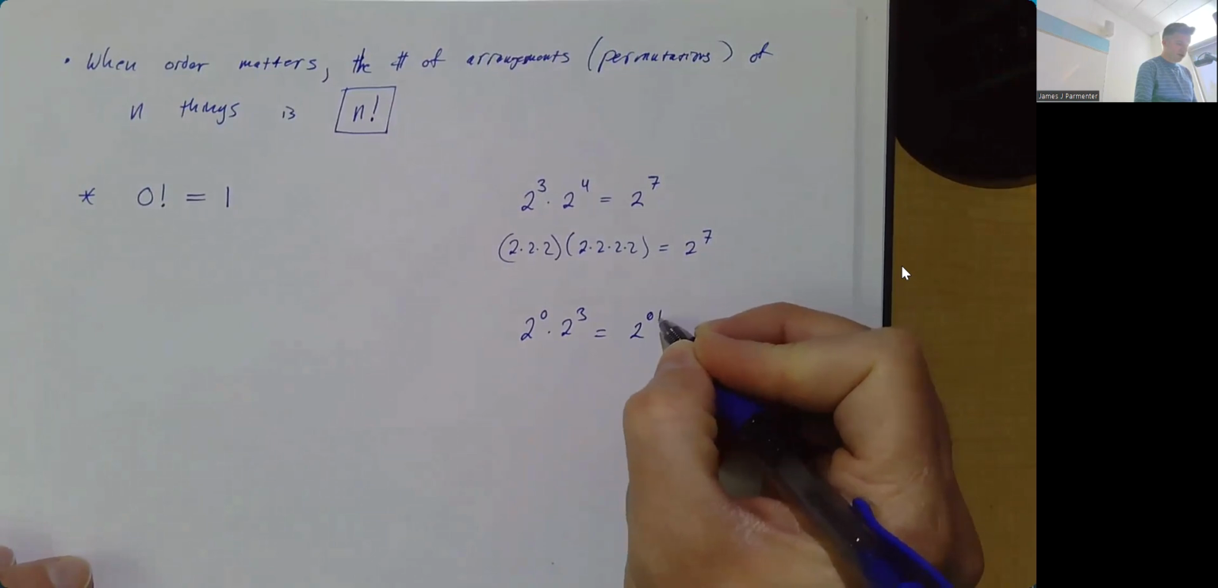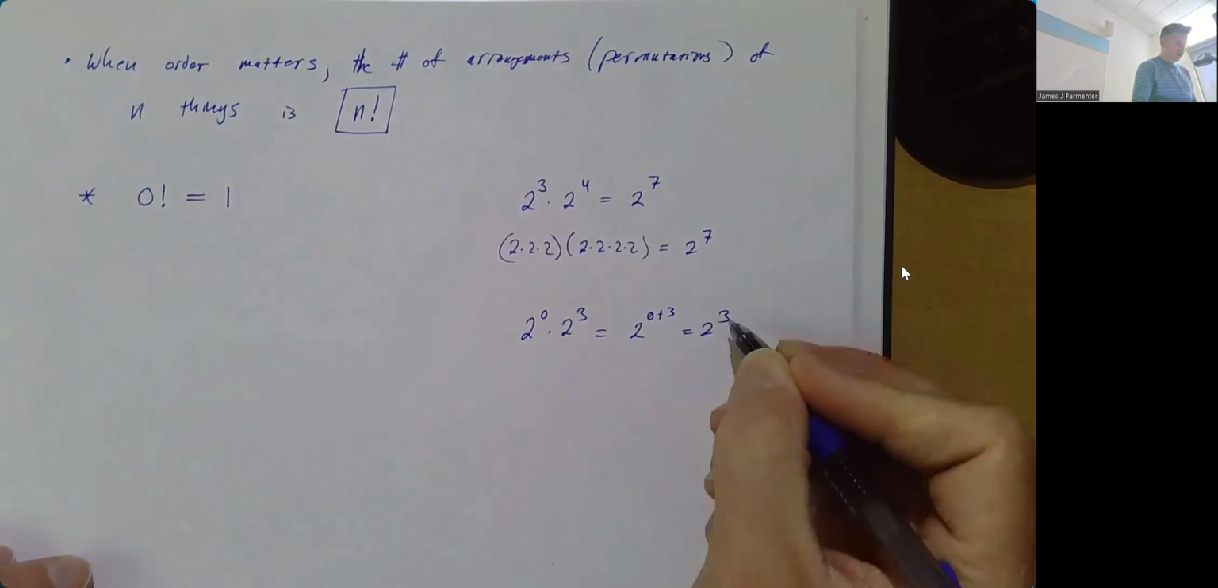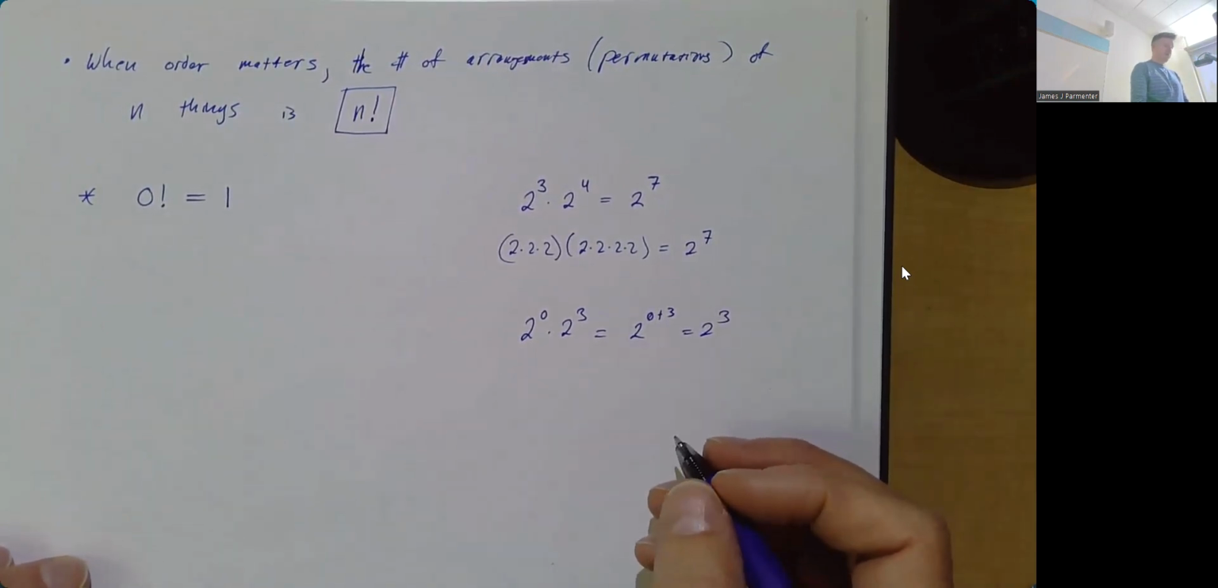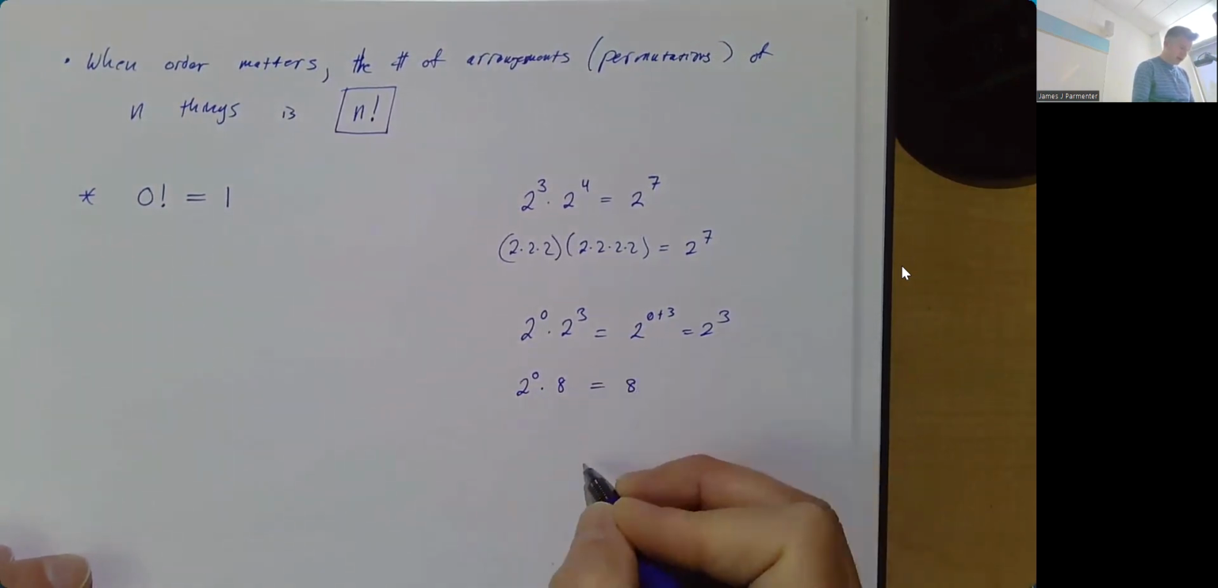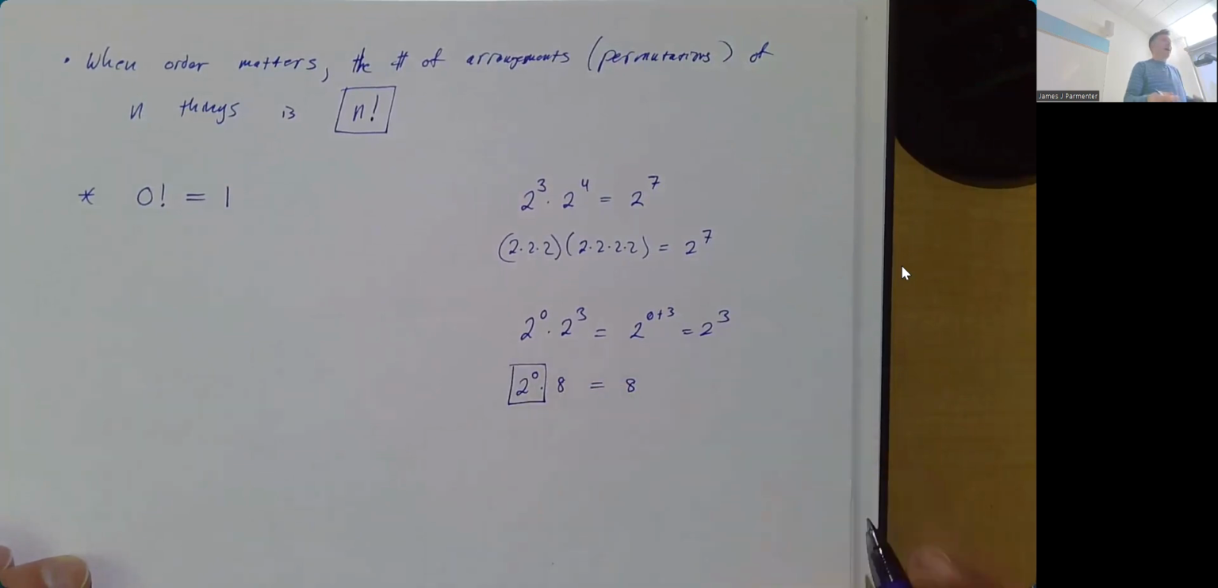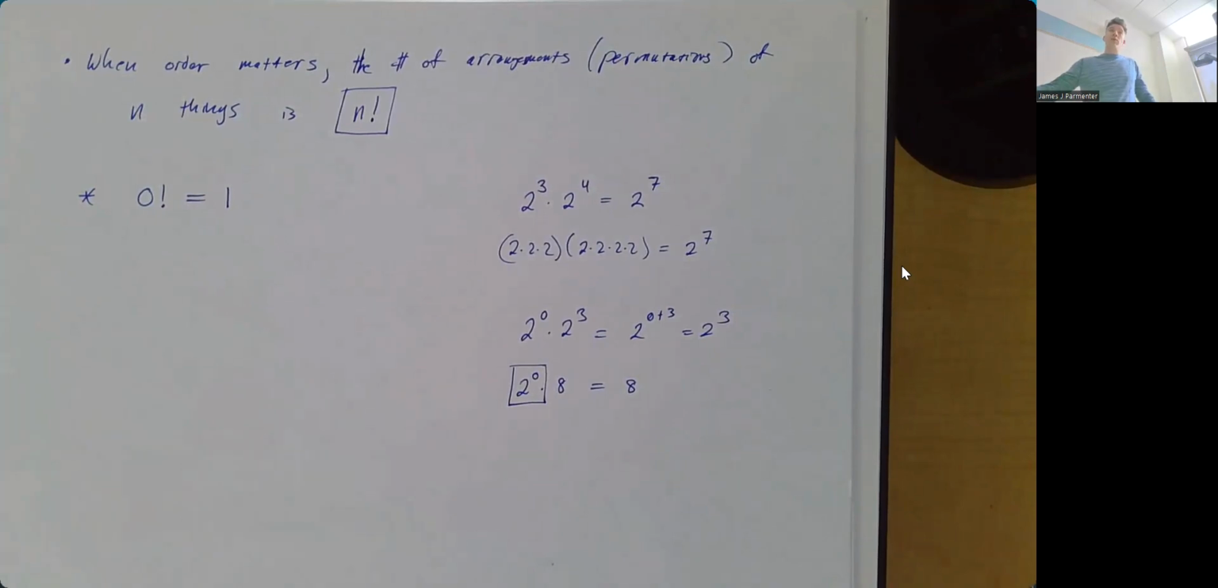0 plus 3, which is 2 to the third, but 2 to the third is 8. So I've got 2 to the 0 times 8 equal to 8. So what does 2 to the 0 have to be? It has to be 1. There's no other choice because we want the rules to work.